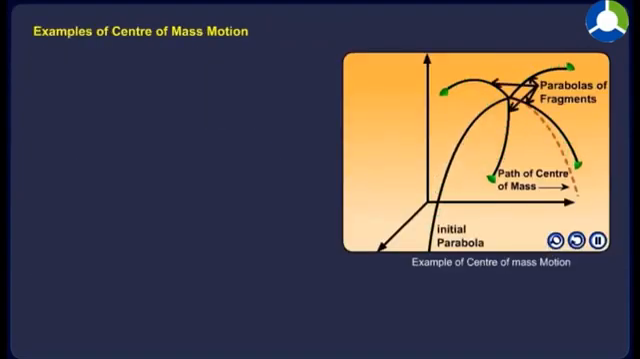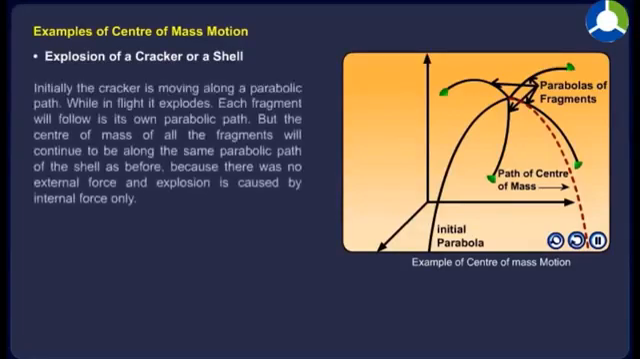Examples of center of mass motion. Explosion of a cracker or a shell. Initially, the cracker is moving along a parabolic path. While in flight, it explodes. Each fragment will follow its own parabolic path, but the center of mass of all the fragments will continue to be along the same parabolic path of the shell as before, because there was no external force and the explosion is caused by internal force only.